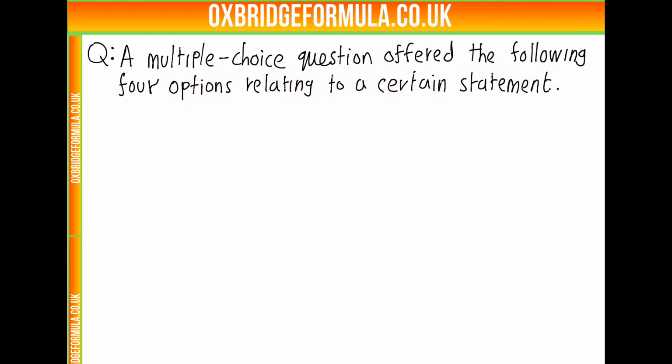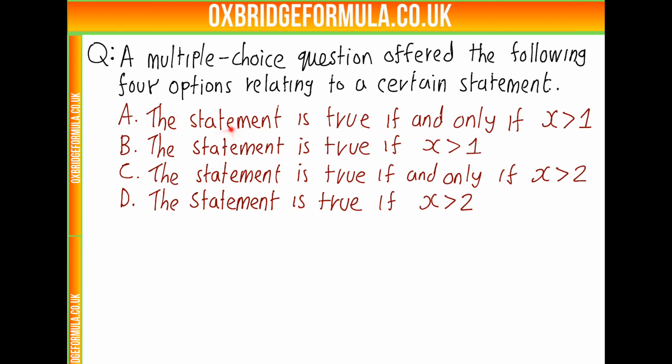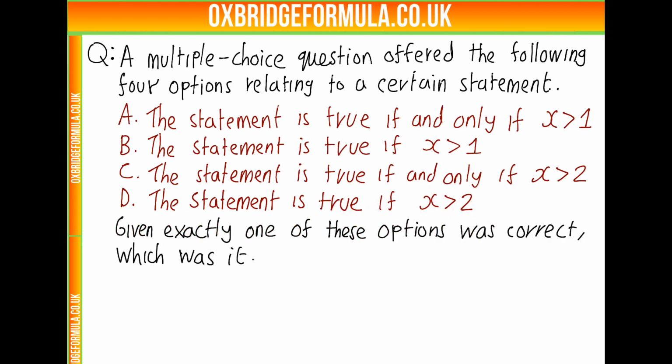certain statement. A. The statement is true if and only if x is greater than 1. B. The statement is true if x is greater than 1. C. The statement is true if and only if x is greater than 2. And D. The statement is true if x is greater than 2. We're then told exactly one of these options was correct. So which one was it?